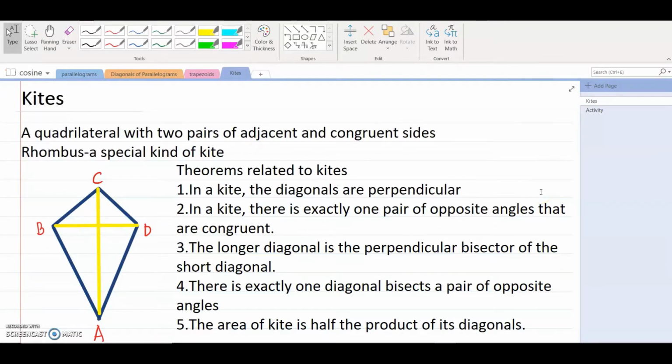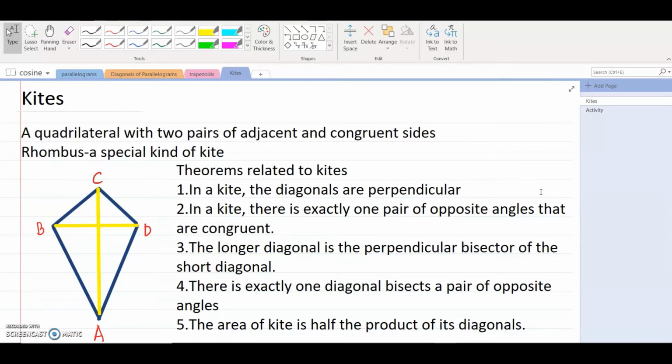Okay, so good day to all of you. Welcome to our another video tutorial on quadrilaterals. This time we're going to discuss all about kites.